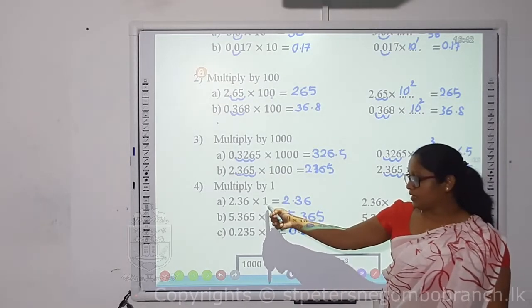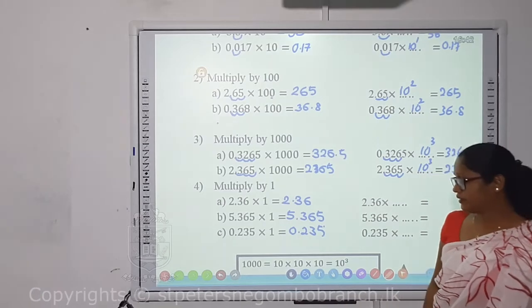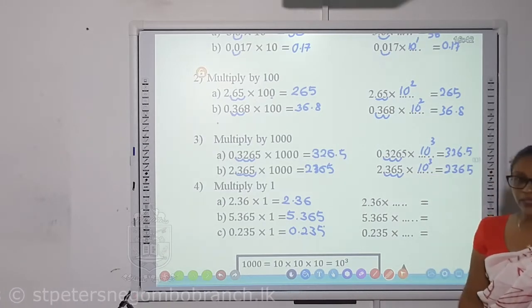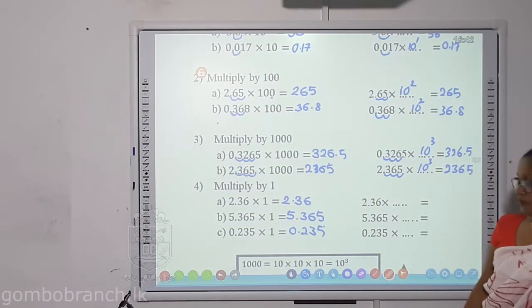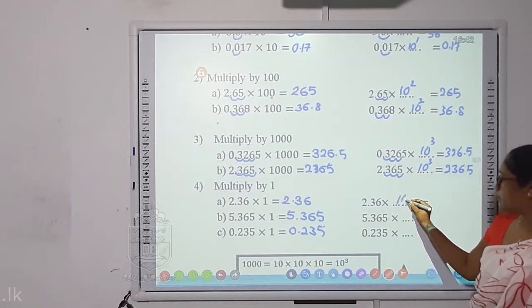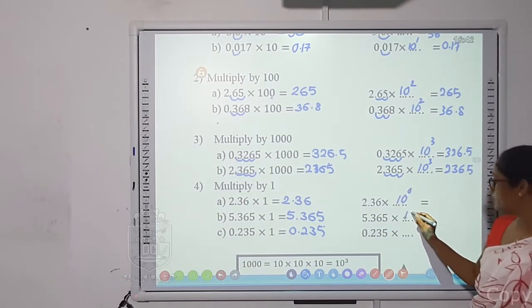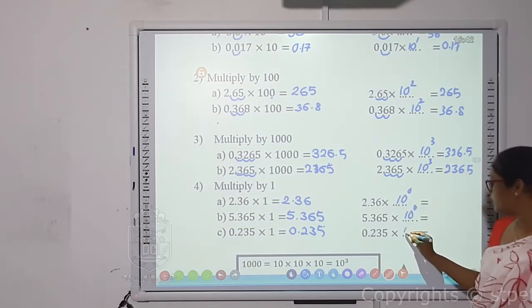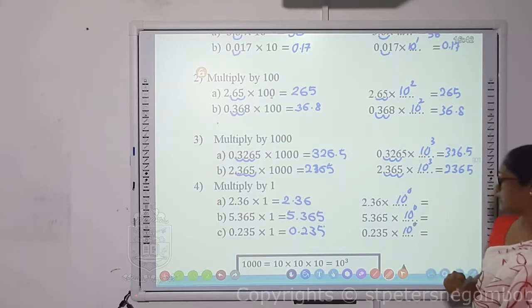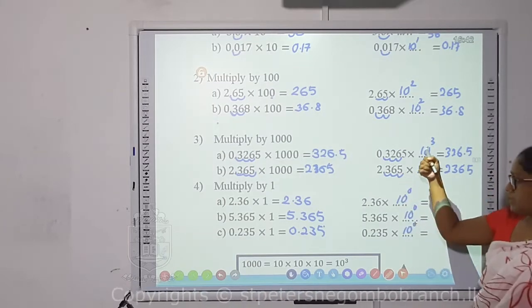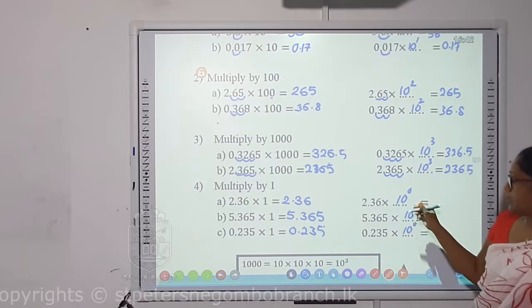So the final one. Here plus 1. As per the highlighted box, you saw that instead of 1 we can write 10 to the power 0. Right? So here I write 10 to the power 0. Here also 10 to the power 0. Here also 10 to the power 0. Right?